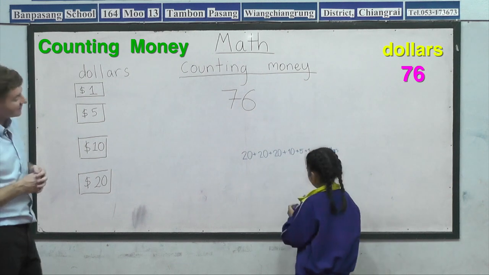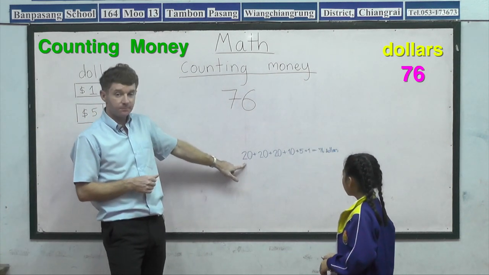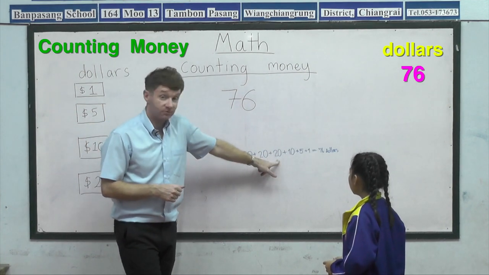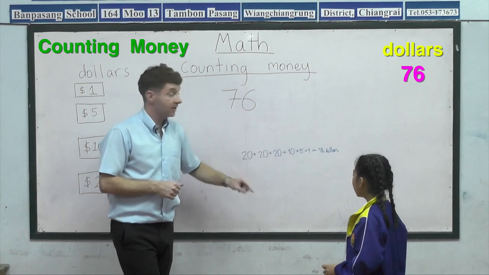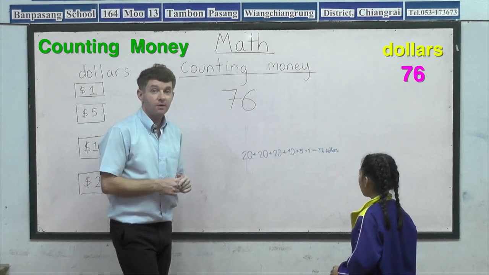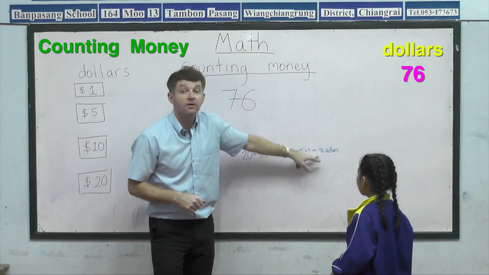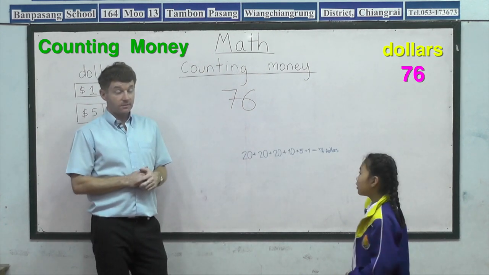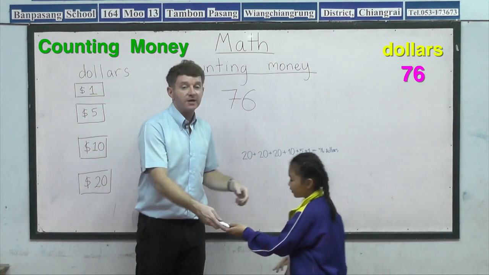S. Excellent, Nadia. So let's all practice speaking together, guys. 20 plus 20 plus 20 plus 10 plus 5 plus 1 equals $76. Nadia, that was brilliant. High five and a big round of applause for Nadia.